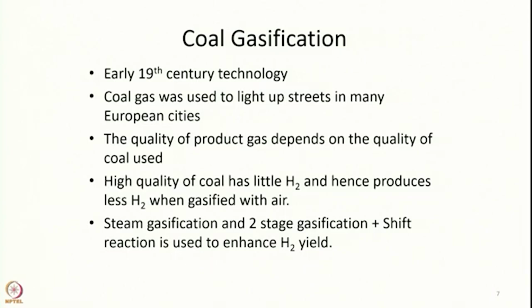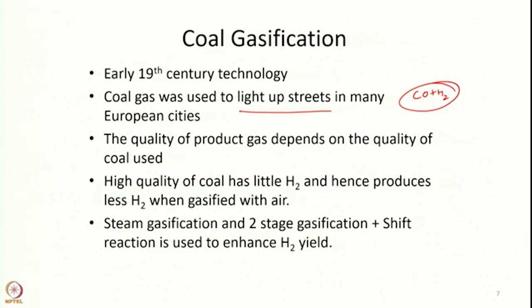So now looking into coal gasification. The overall gasification chemistry is similar to what we have seen in the biomass gasification process. It is an early 19th century technology. Coal gas was used to light up the streets in many European cities. That coal gas is nothing but carbon monoxide plus hydrogen. So that was a street light system in the 19th century. You can just imagine how old it is. The gas carrying carbon monoxide was used for street lighting.